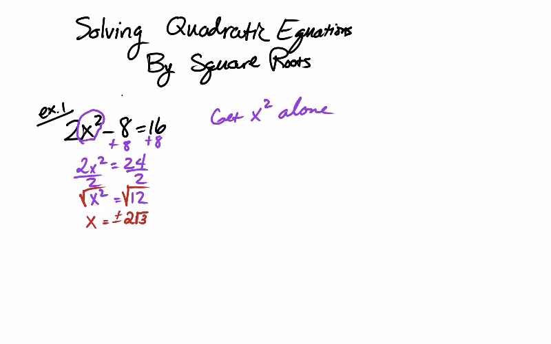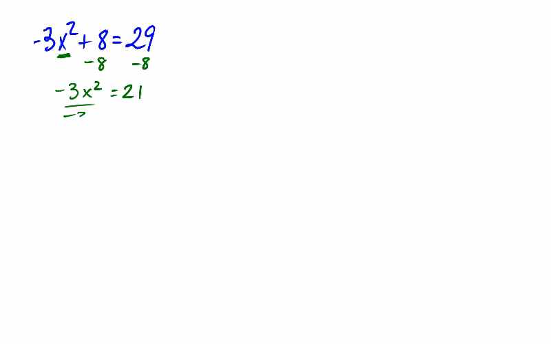Alright, now let's do another one, but let's make the solution imaginary. So let's go with negative 3x squared plus 8 equals 29. And so once again, we can solve by square roots. We're going to get the x squared alone. So subtract 8. That'd be negative 3x squared equals 21. Divide by negative 3. And so x squared equals negative 7.